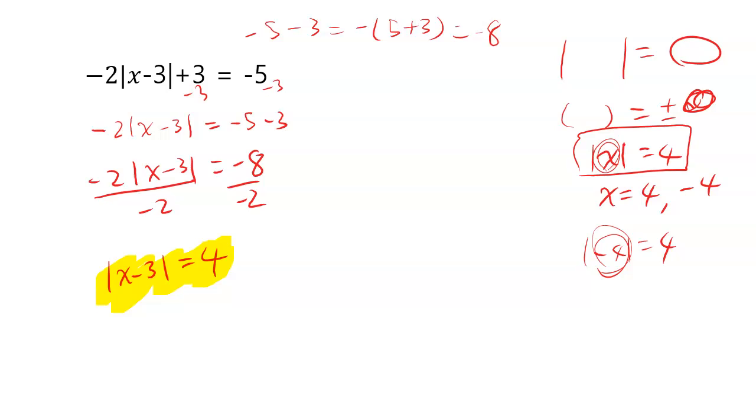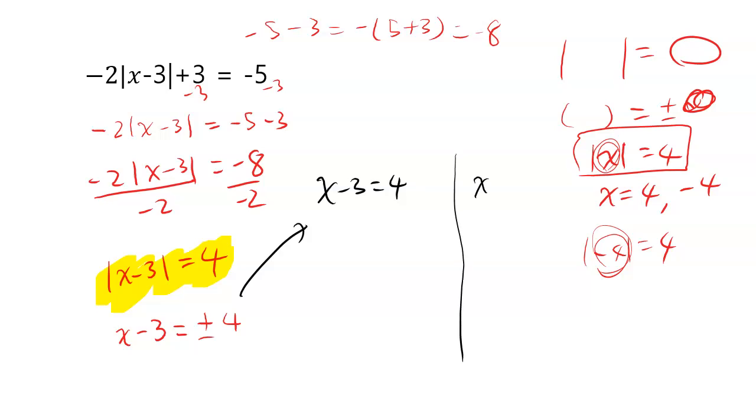Therefore, at this point what you want to do is get rid of those absolute value signs and then put a plus minus on the right. Okay? This really means it's two equations. One is x minus 3 equals positive 4, and there's another one, x minus 3 equals negative 4. Both are solutions, so you have to solve them separately.